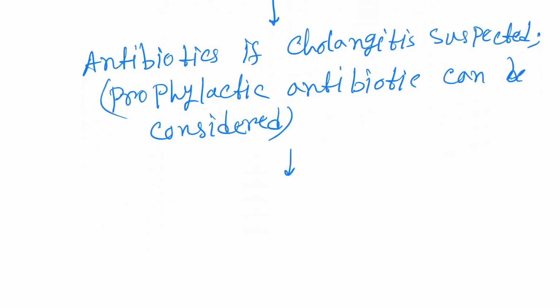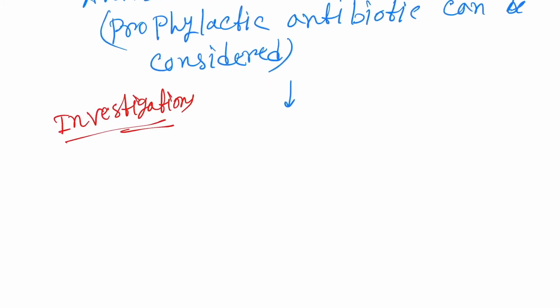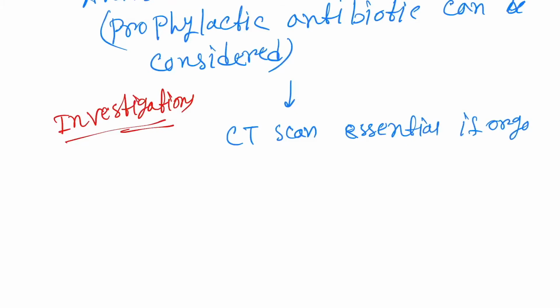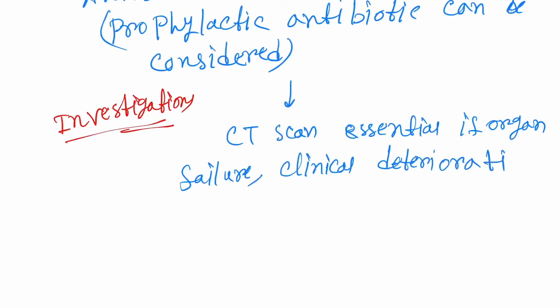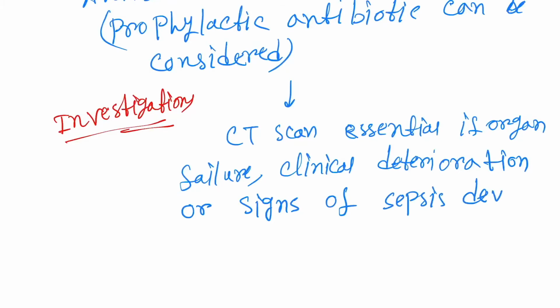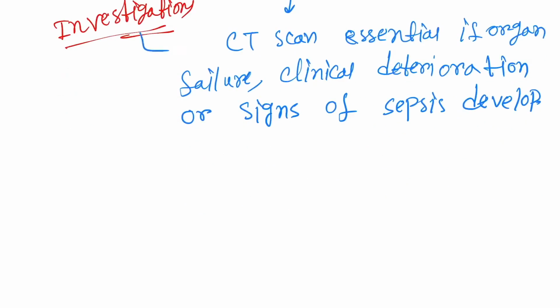Then we will do the investigations. So first one is the CT scan, essential if organ failure, clinical deterioration, or signs of sepsis develop. This is the first investigation.